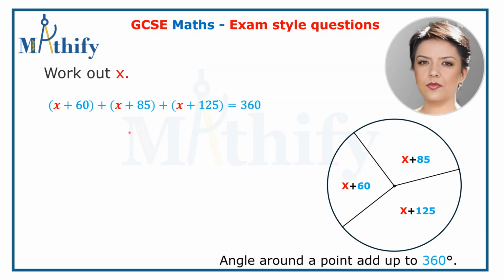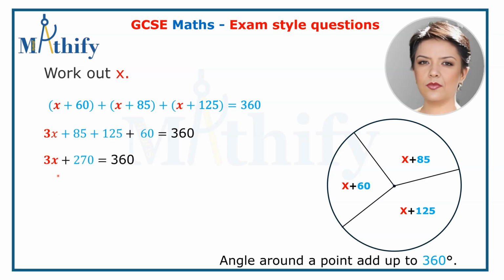Let us add all the x's together. x plus x is equal to 2x. 2x plus x is equal to 3x. Plus 60 plus 85 plus 125 is equal to 360. Let's add these values together. 85 plus 125 plus 60 is equal to 270. So 3x plus 270 is equal to 360 degrees.